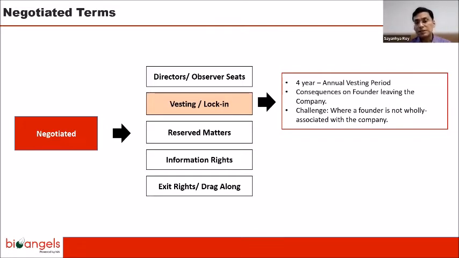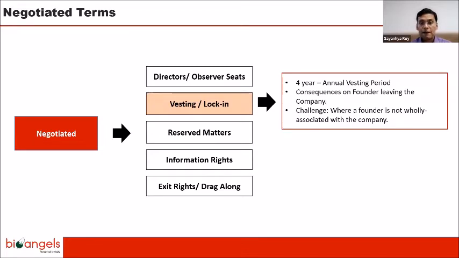Now, what we have to understand from a vesting perspective is that vesting has certain consequences for the founder. If the founder were to leave the company, it could be because the founder has resigned, or because the founder has been terminated for cause. Any of these events will affect the founder's shareholding, the founder's right to their own shares. So we have to be careful when drafting this provision, because we have to look into the circumstances of the founder and the circumstances of the company.